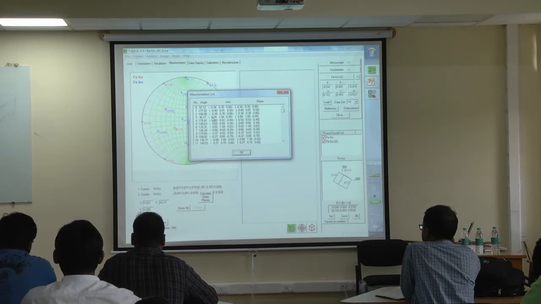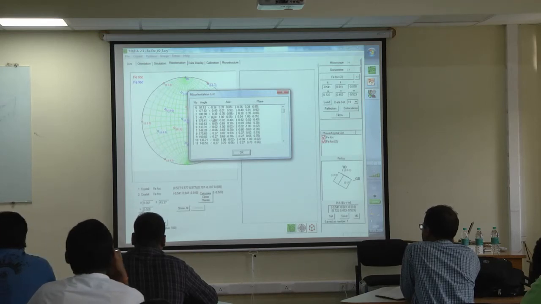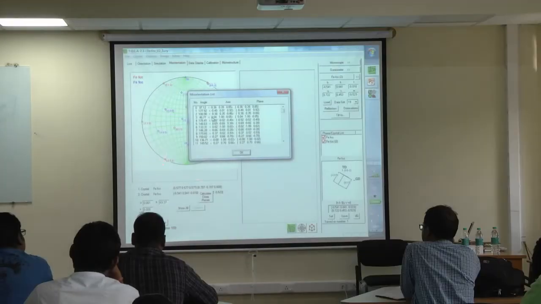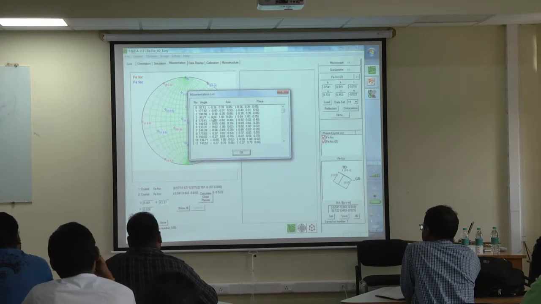You can also do that if you have two phases. It's also valid when you have austenite and ferrite and calculate misorientation. The same definition applies, and in this case we come to a misorientation of 43 degrees around the 001 axis. This shows that it's obviously some sort of special orientation. 43 degrees around 001.